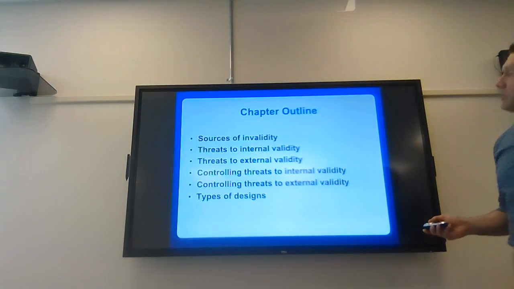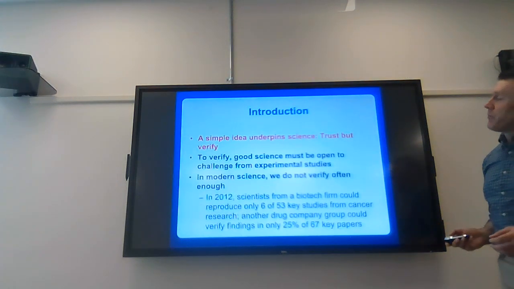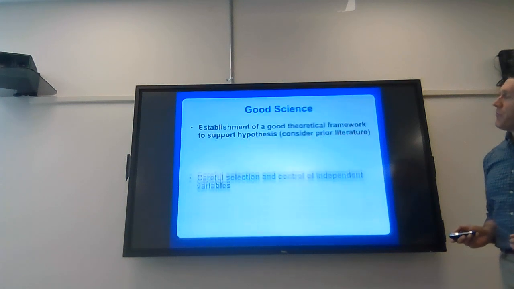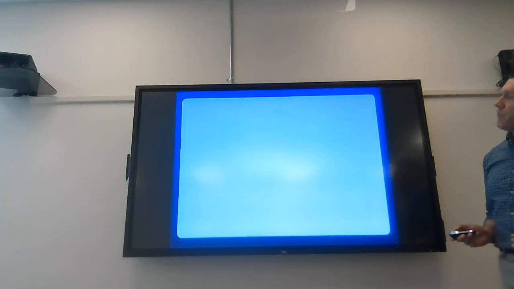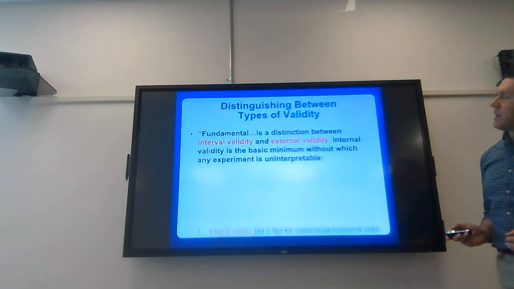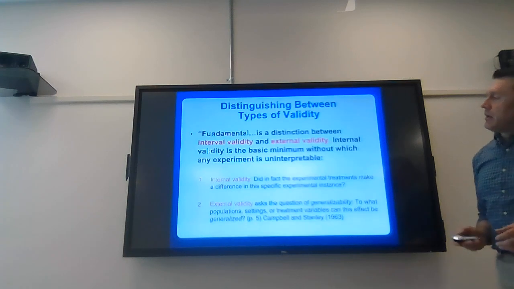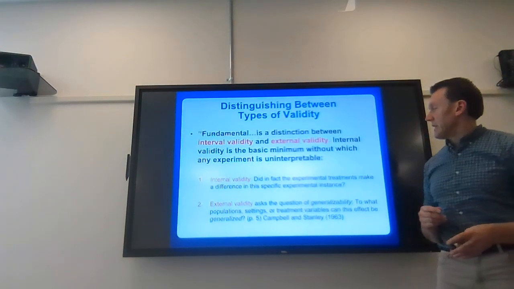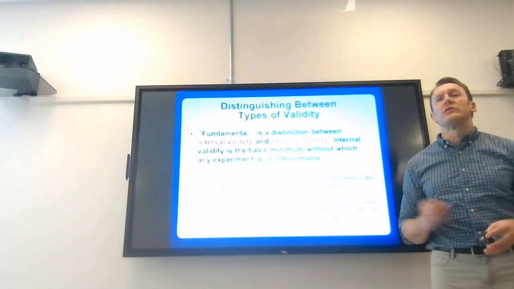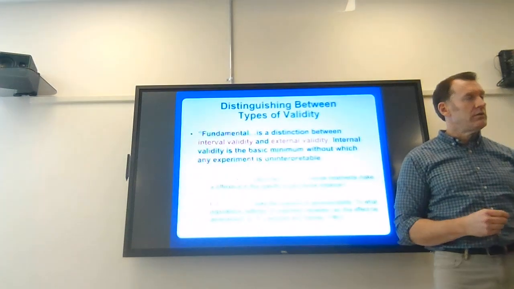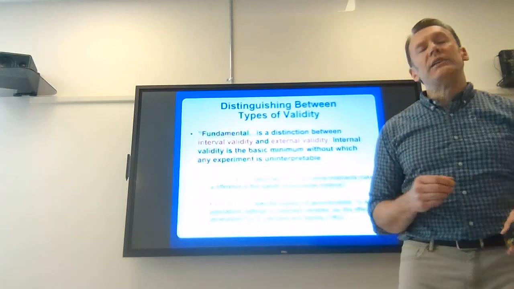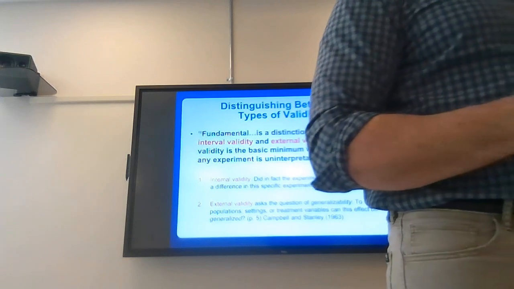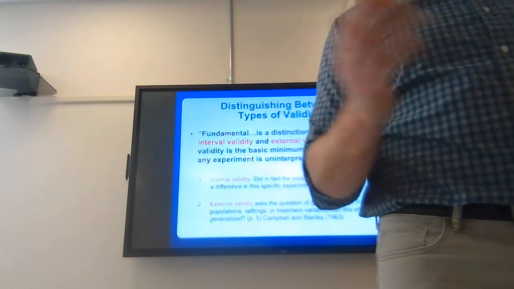So let me just fast forward here. Go right to that slide. Okay, so here we are. So internal validity, did in fact the experimental treatments make a difference in this specific experimental instance? So in other words, was the research done correctly? Was it properly controlled? So a study with high internal validity is going to be tightly controlled. Everything accounted for in a laboratory setting.